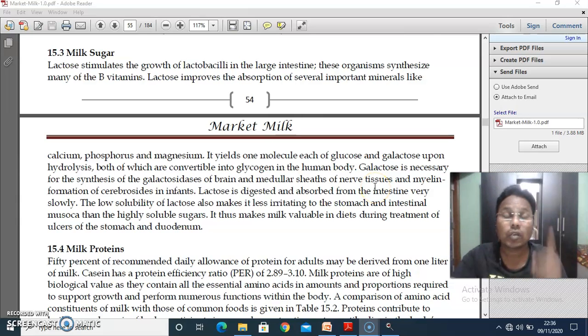Now let's see the importance of the galactose which is produced here. Galactose is necessary for the synthesis of galactosides of the brain and medullary sheaths of nerve tissues, and for myelin formation and cerebrosides in infants. It means that for the formation of cerebrosides in infants, galactose plays a very important role. It is very necessary.